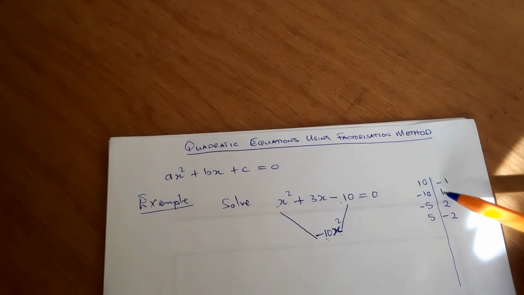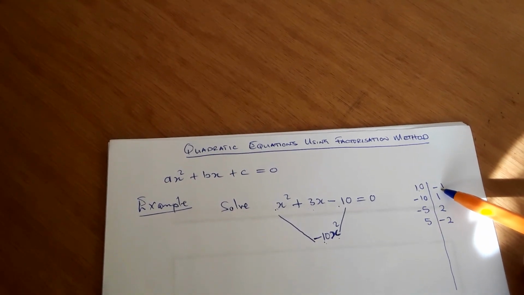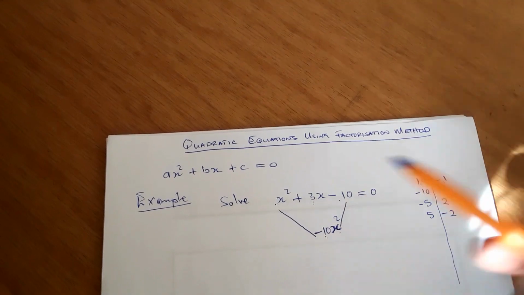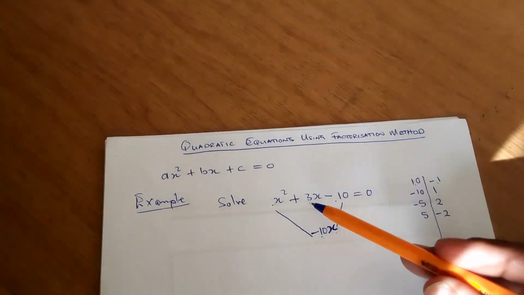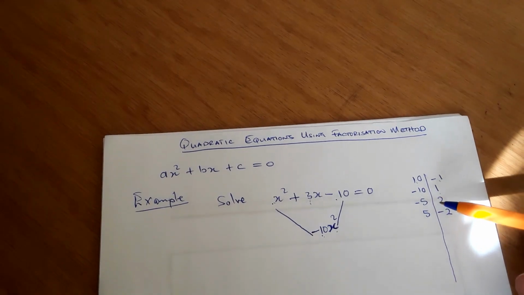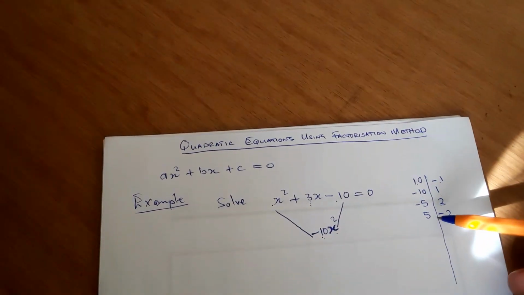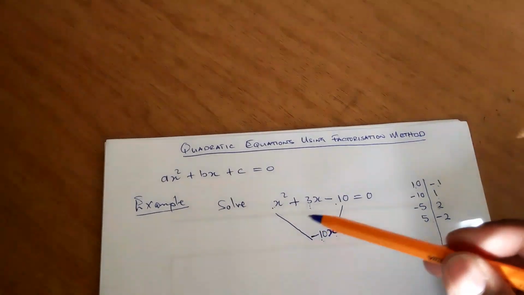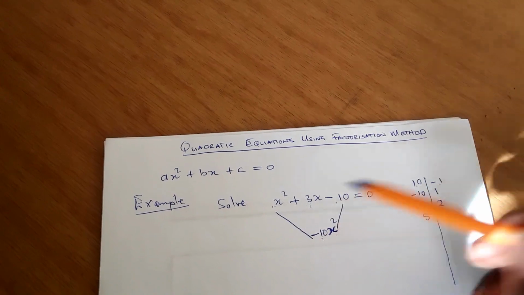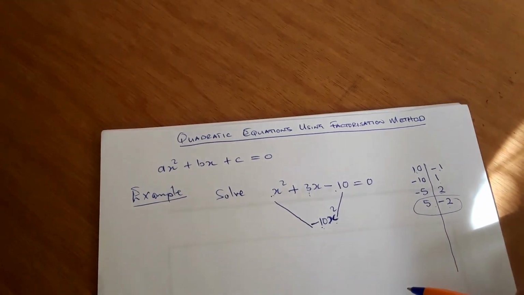So now let's look at these factors. If we say 10 plus minus 1, we get 9, which is not plus 3. We say minus 10 plus 1, we get minus 9, which is not here. If we say minus 5 plus 2, we get minus 3, which is not here. But when you say 5 plus minus 2, we get 3. So it means the factors that we need are 5 and minus 2.